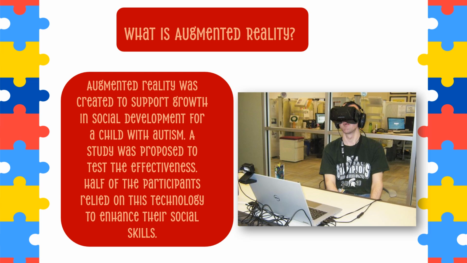Augmented reality was created to support growth and social development for a child with autism. During a study, half of the participants relied on this technology to enhance their social skills. Augmented reality can be compared to virtual reality. In this image, it looks as if the child has on a VR set. However, it is an augmented reality set to help them enhance their social skills.